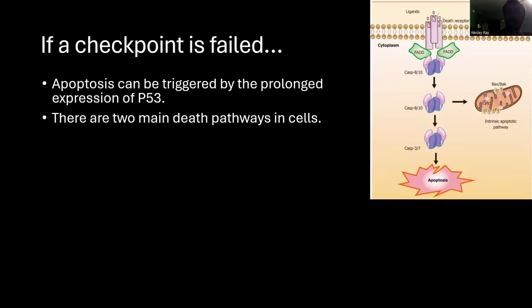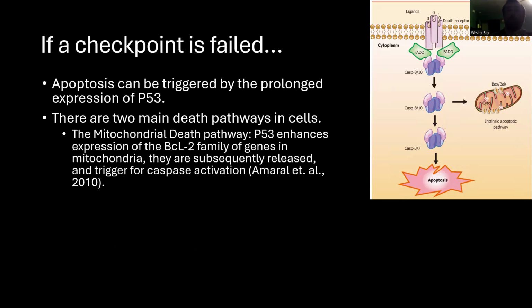So if a checkpoint is failed, there are essentially two main pathways in cells. Prolonged expression of things like P53 will result in cell death, in apoptosis. And there are two main ways here. The mitochondrial death pathway, wherein P53 enhances the expression of the BCL2 family of genes. This is occurring in mitochondrial membranes. Okay, they're subsequently released from the mitochondrial membranes and they trigger caspase activation. That's a whole cascade where we begin to shut down all sorts of transcription factors and the cell begins to enter apoptosis.